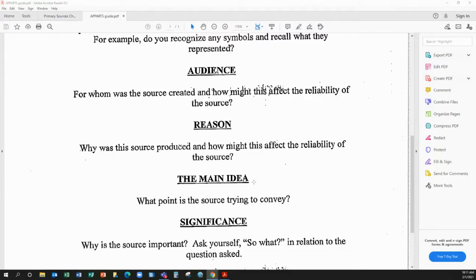And this is different from the main idea and significance. The reason is, for example, if we're writing a letter to our parents, and I'm thinking of this Freethorn letter from the 1600s. He's an indentured servant writing to his parents.